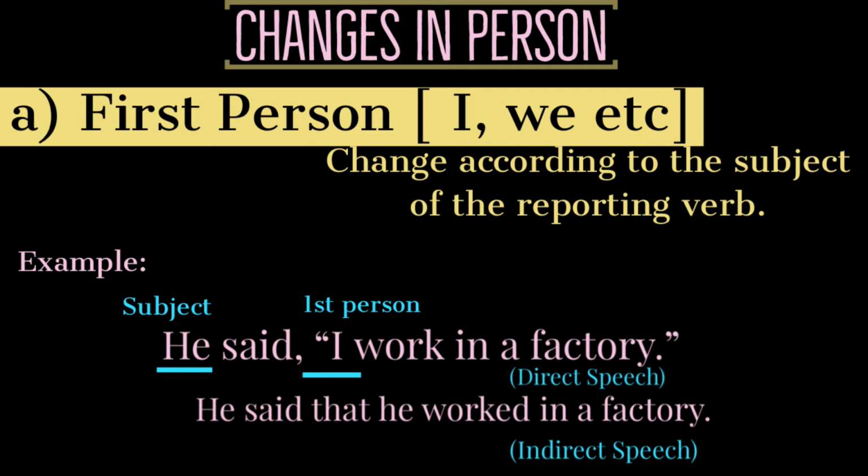Then changes in person. First person I, we will change according to the subject of the reporting verb. Here, the subject of the reporting verb is, in this example, he, and the first person is I in the direct speech. So I will change according to he and it will become he. So the answer is, he said that he worked in a factory.